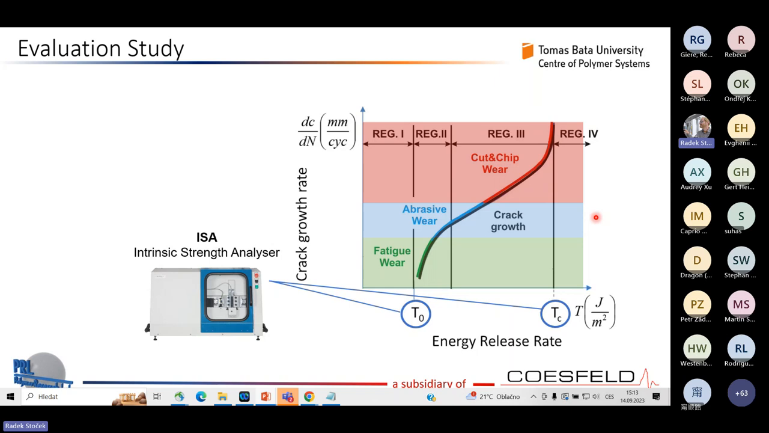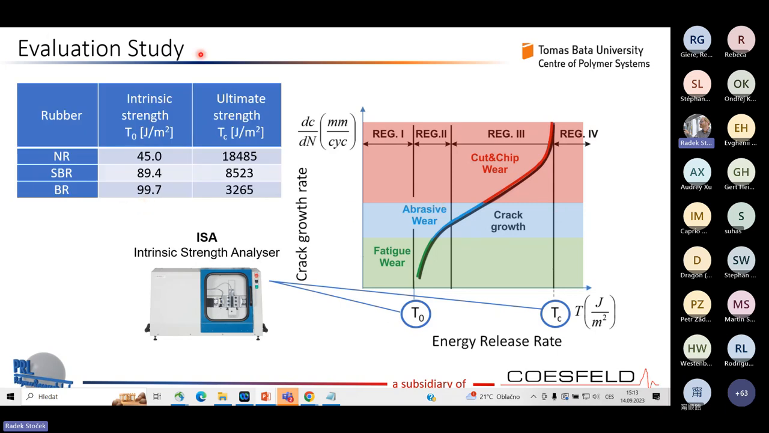The first determination of T0 and TC using ISA. What we got from the equipment is listed in this table on the left-hand side. You can see that the intrinsic strength T0 goes from natural rubber, the small value, up to the large one. That means natural rubber has the lowest T0 value, then SBR, and the highest T0 value has the BR material. Exactly the opposite trend is observed for TC, the ultimate strength. That means the highest TC has natural rubber and the lowest butadiene rubber.